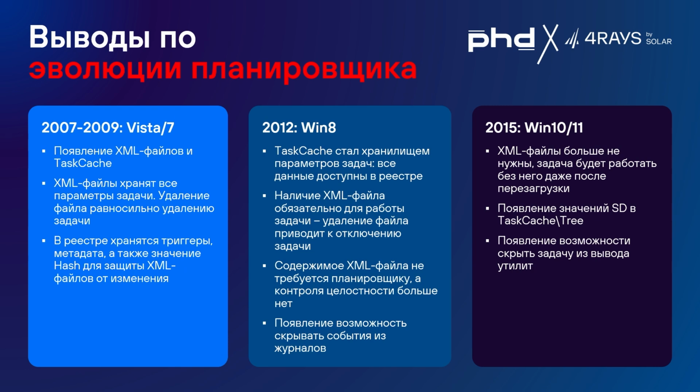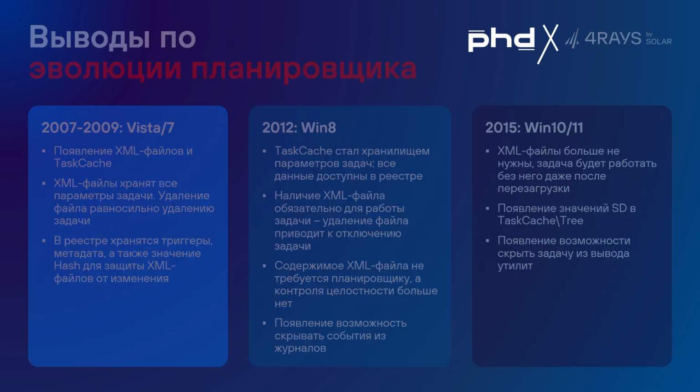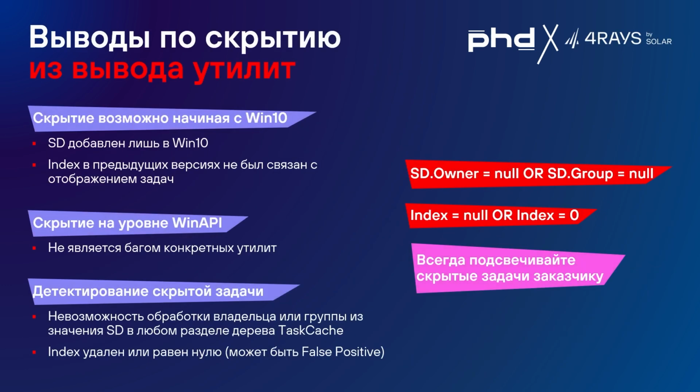In 2012, Windows 8, task cache became the key storage of the task. Availability of the XML file was still compulsory, but control of its integrity was switched off. So beginning from Windows 8, you should interpret the XML file not as a task, but as a backup task. But in Windows 8, there is no opportunity to hide events from logs. So the defense was switched off.